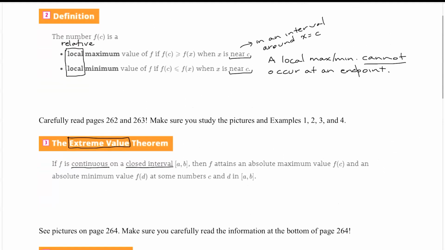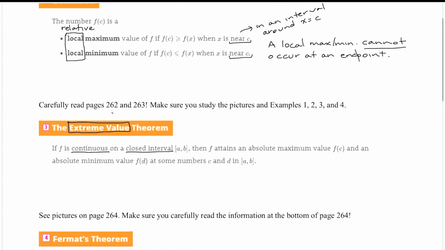Now, this term extreme value is what we sometimes use to denote maxes and mins; we call them extreme values.